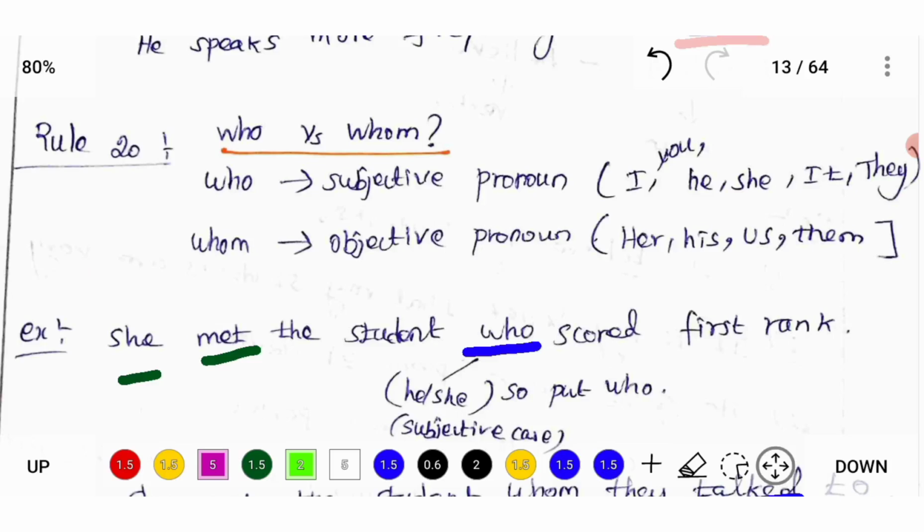From rule number 20, I believe students, you learned where to put the relative pronoun who or whom.